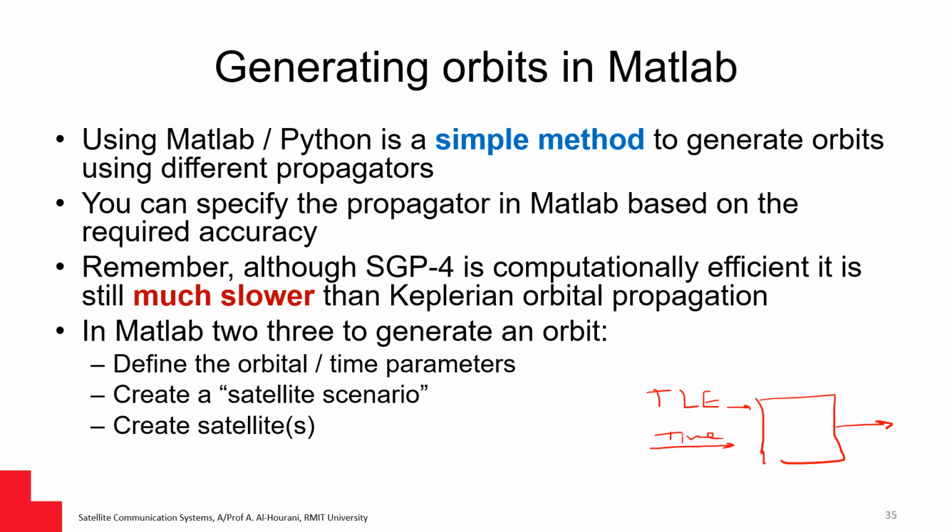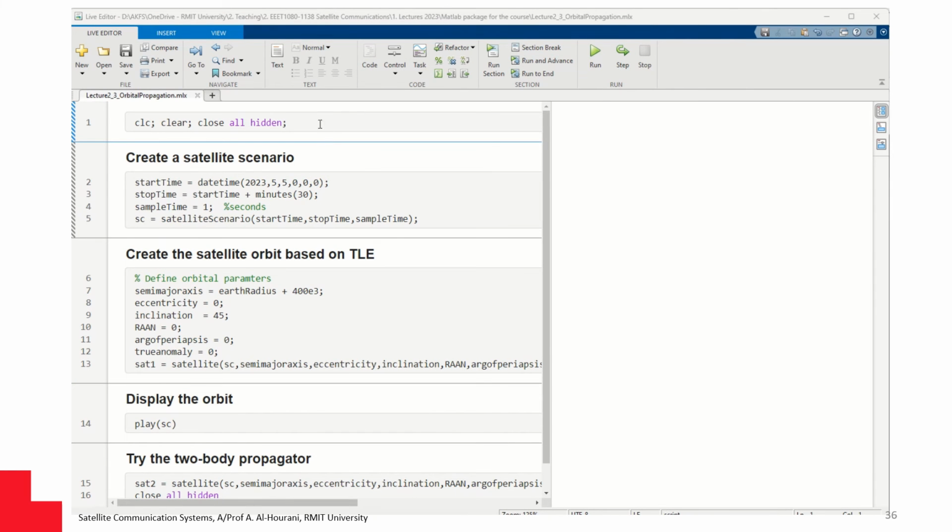We will see an example in the next slide of how to use a built-in function in Matlab to generate an orbit. Let's walk through an example in Matlab of how to generate an orbit and propagate that orbit using SGP4 and using the two-body Keplerian method. First I'm starting by clearing the variables and closing the windows. I'm putting the word hidden here so that any previous window opened by the satellite simulator will be closed. Now we need to specify when you want to start the simulation and when you want to stop it. So I'm putting in some arbitrary date here.